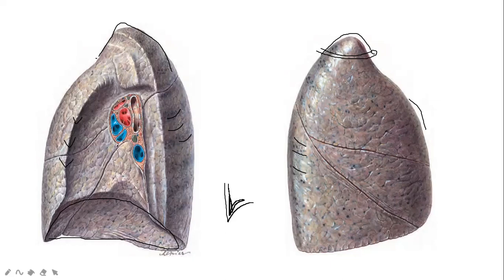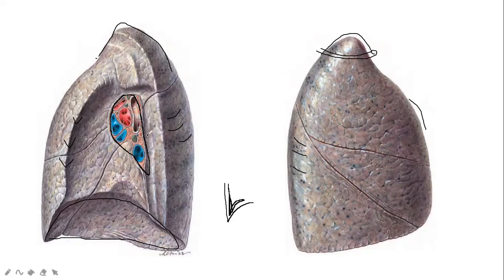And then the lung has got a root. Every lung has a root that we call the hilum of the lung. Remember yesterday when we talked about the pleura, we said that it is at the hilum of the lung that the visceral pleura is continuous with the parietal pleura.